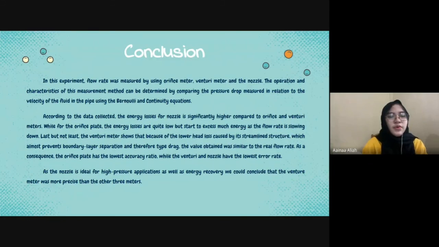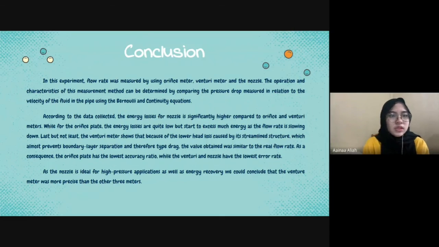Okay, so for the conclusion, in this experiment, flow rate was measured by using an orifice meter, venturi meter, and the nozzle. The operation and characteristics of this measurement method can be determined by comparing the pressure drop measured in relation to the velocity of the fluid in the pipe using the Bernoulli and continuity equations.